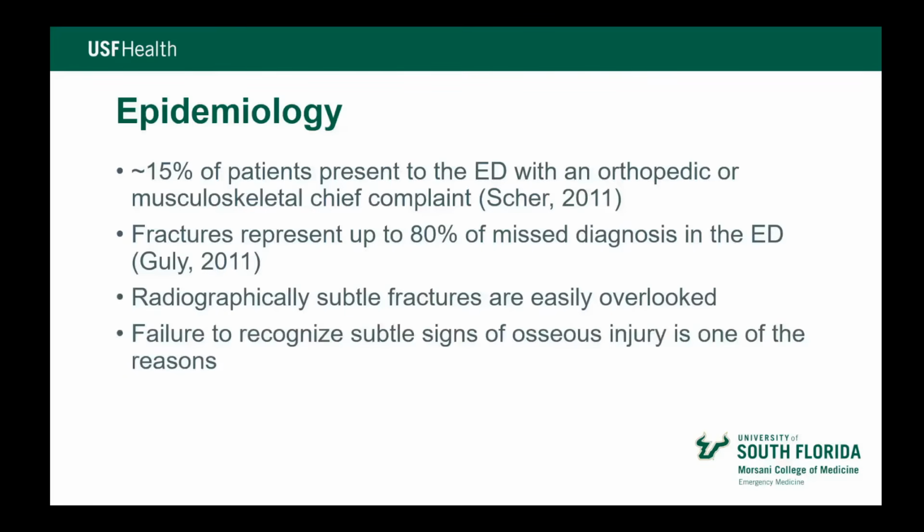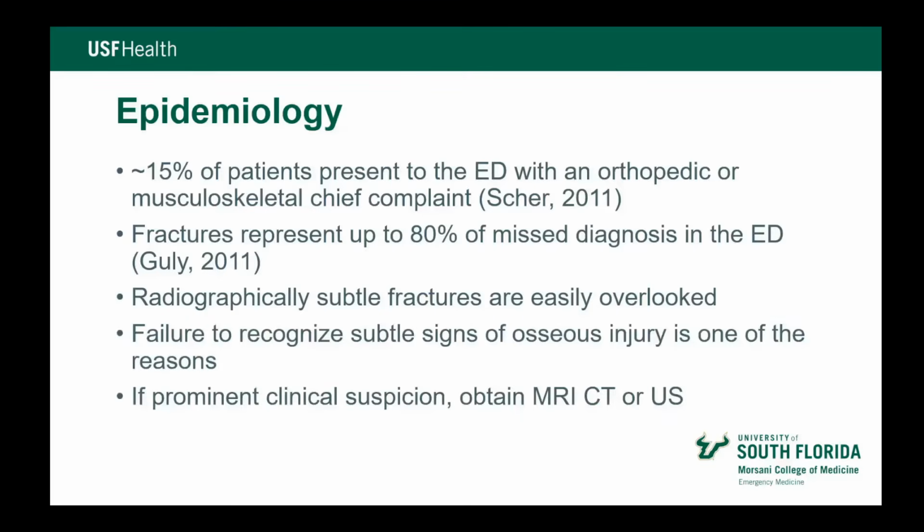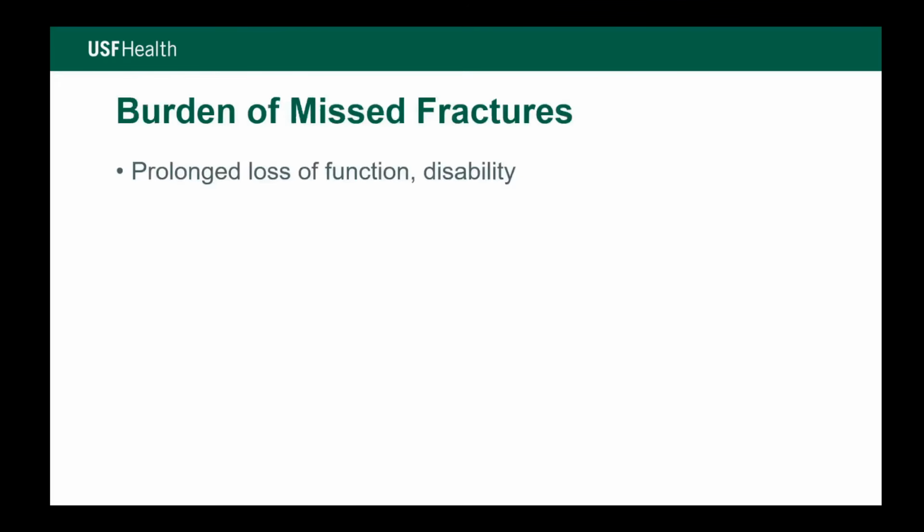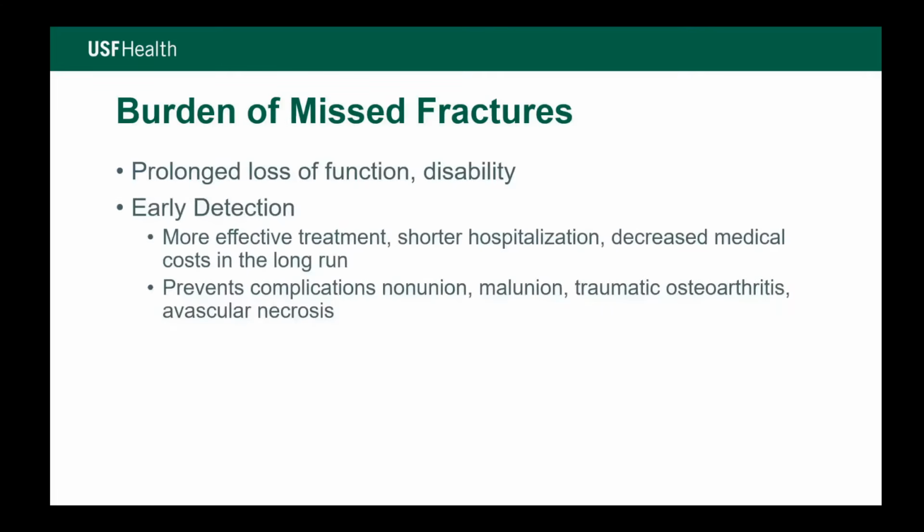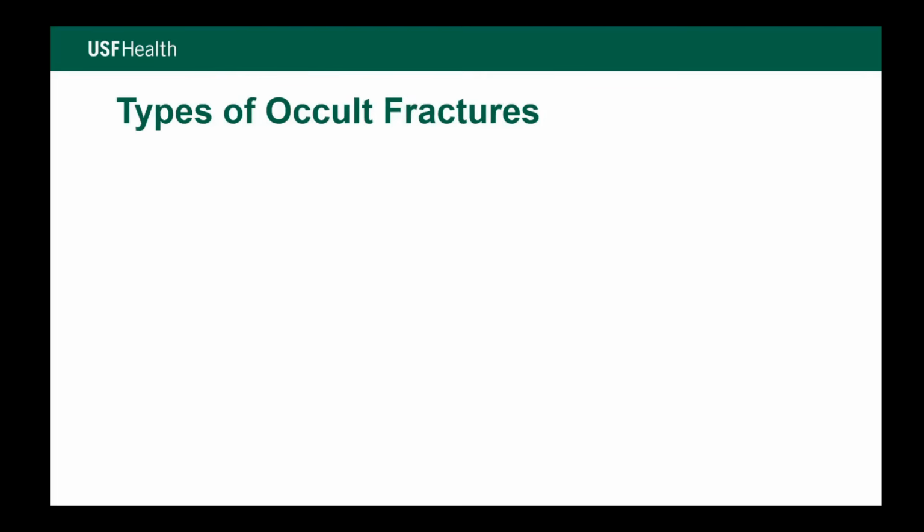Failure to recognize these is one of the reasons. And if you're suspicious, then you need to think about advanced imaging modalities or alternative imaging modalities. If you miss a fracture, well, okay, you're thinking you didn't have this really bad mid-shaft humerus fracture, it was something subtle, you'll be fine. But the truth is you can have loss of function, disability, and early detection improves outcomes, right? More effective treatment, decreased medical costs, prevents complications, arthritis and AVN being the big ones.